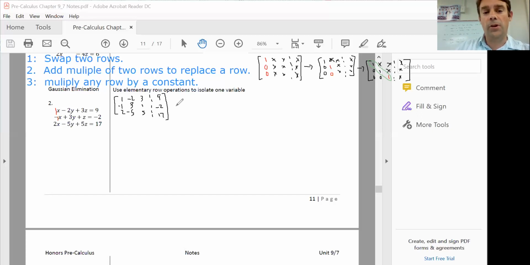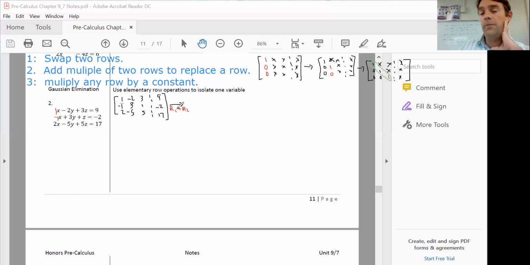Now I'm going to use little subscripts to help me out so I know which way I'm going. I already have my 1 up here, a 1 where I want it, but I want to get zeros underneath it. Remember, we always go one column at a time. So I have 3 rules: swap 2 rows, add a multiple of 2 rows to replace a row, or multiply any row by a constant. How about if I just add a multiple? Well, one multiple is 1. What if I just add the first and the second row together? I'm going to add row 1 and row 2 together.